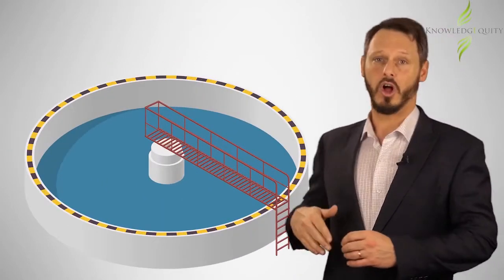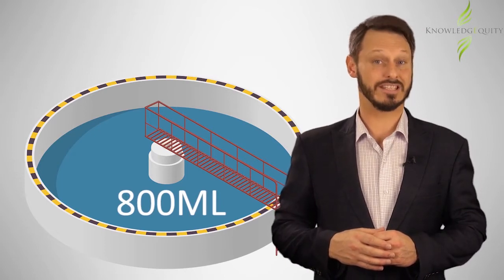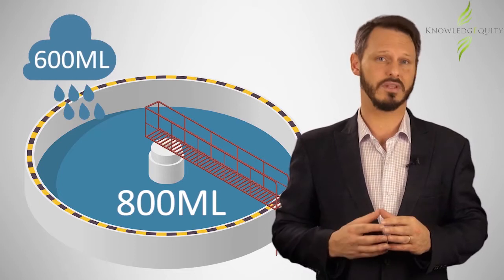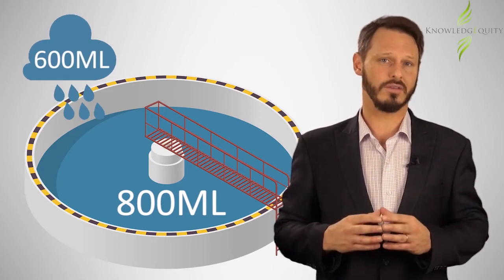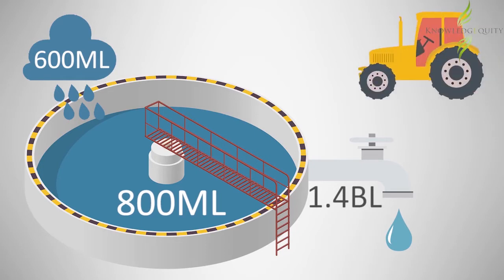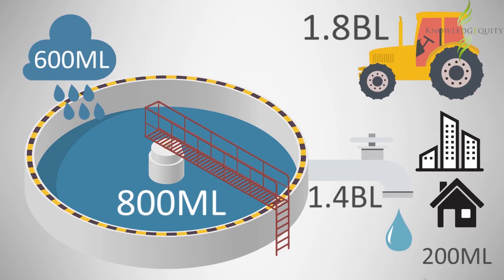For example, this reservoir in northern Victoria holds 800 million litres, and over the course of the next year is expected to receive surface water inflows from rainfall of 600 million litres, resulting in a total available resource of 1.4 billion litres. The outflow requirements for agricultural use are expected to be 1.8 billion litres, and expected industrial and residential drinking water outflow 200 million, leading to a total of 2 billion litres.